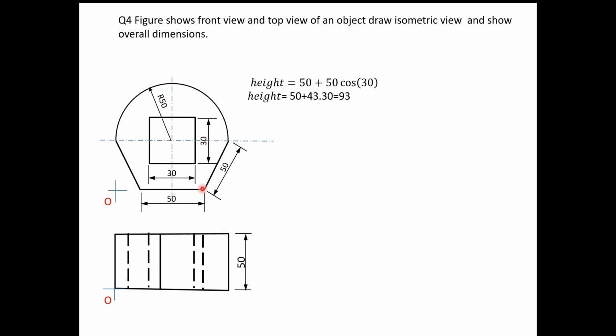If you see here, the height is this radius 50 plus this. If you complete this hexagon, this triangle here is 50 cos 30. So height is 50 plus 50 cos 30. So total height is equal to 50 plus 43.30, which is equal to 93.